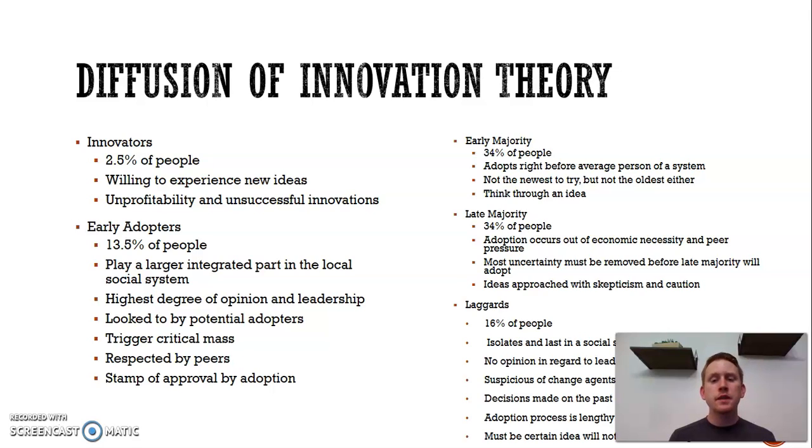The diffusion of innovation theory states that there are 5 groups that people ultimately fit into when adopting innovations. These 5 groups are innovators, early adopters, early majority, late majority, and laggards.